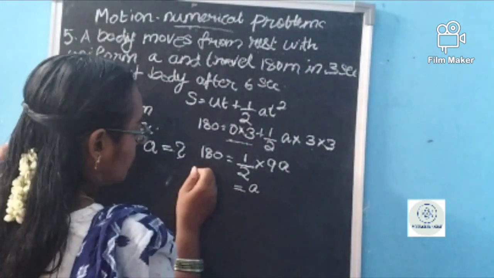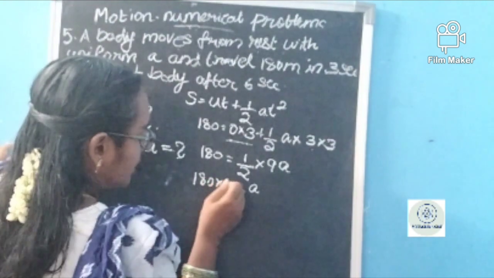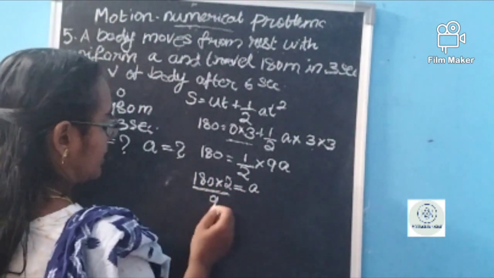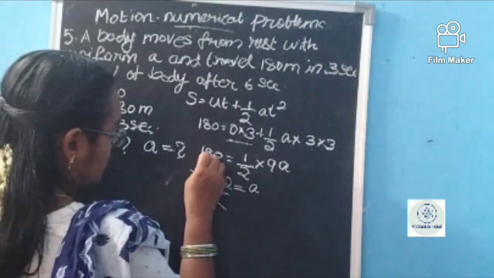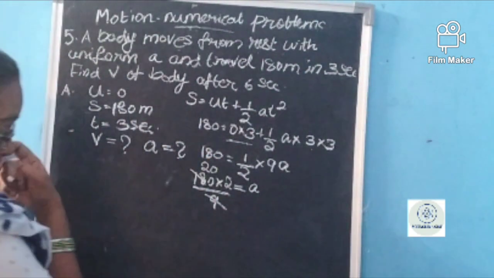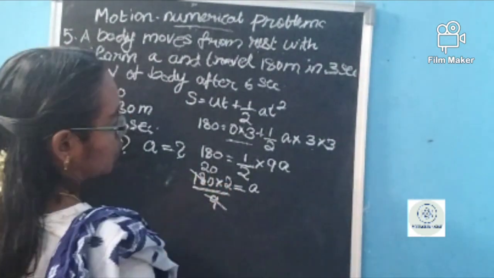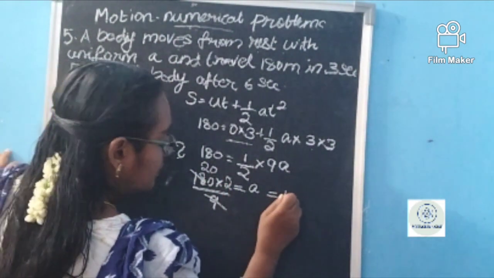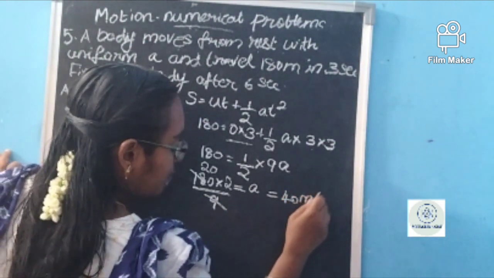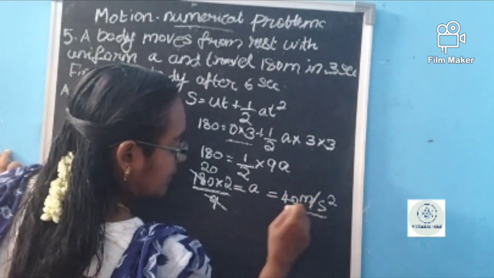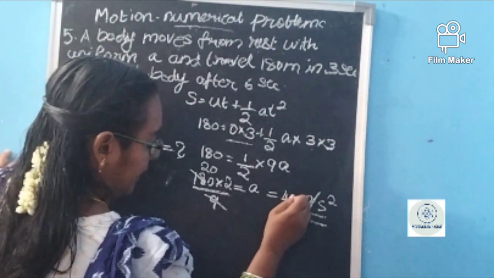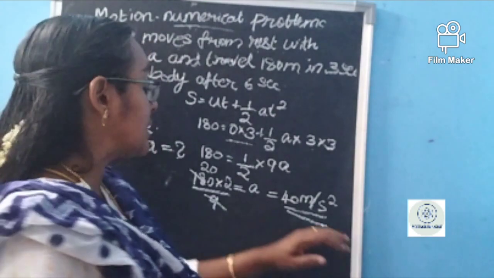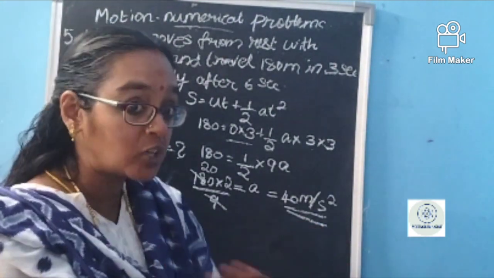a is equal to 180 into 2 divided by 9. Will 9 go in 18? Yes, 2 times, and the 0 again I am writing. 20 into 2 is equal to 40. So 40 meter per second square is the acceleration a. This acceleration is uniform, so it will not change at all.